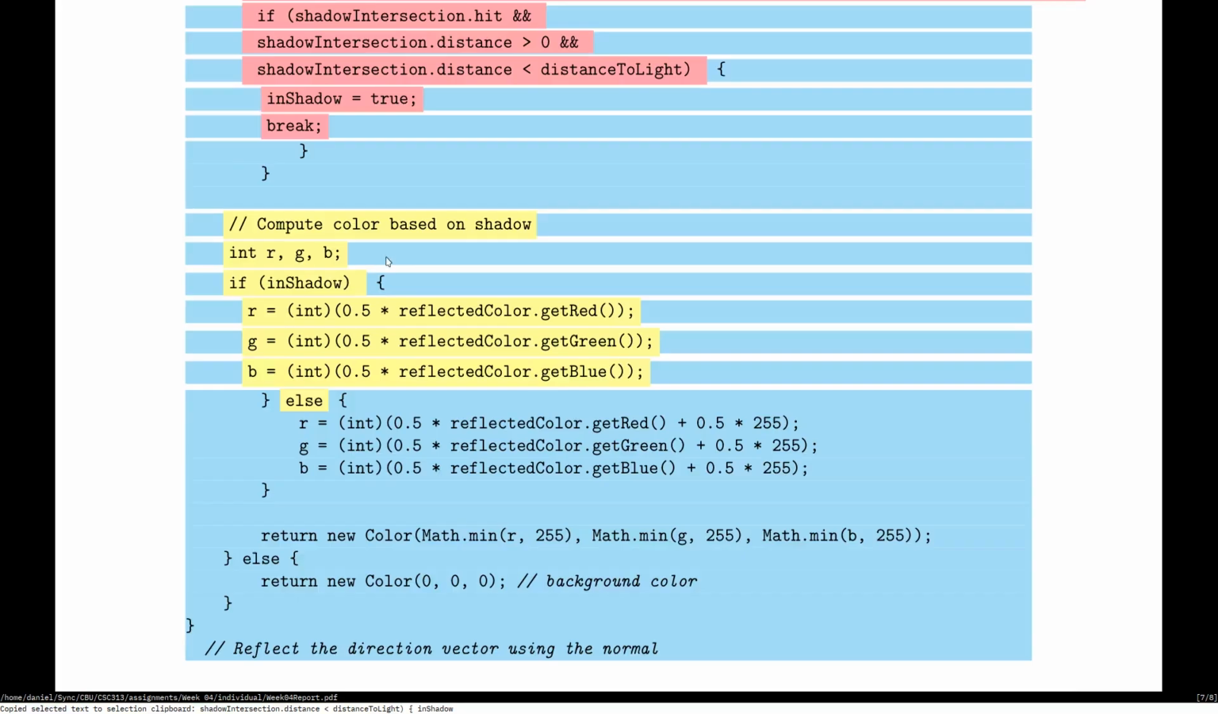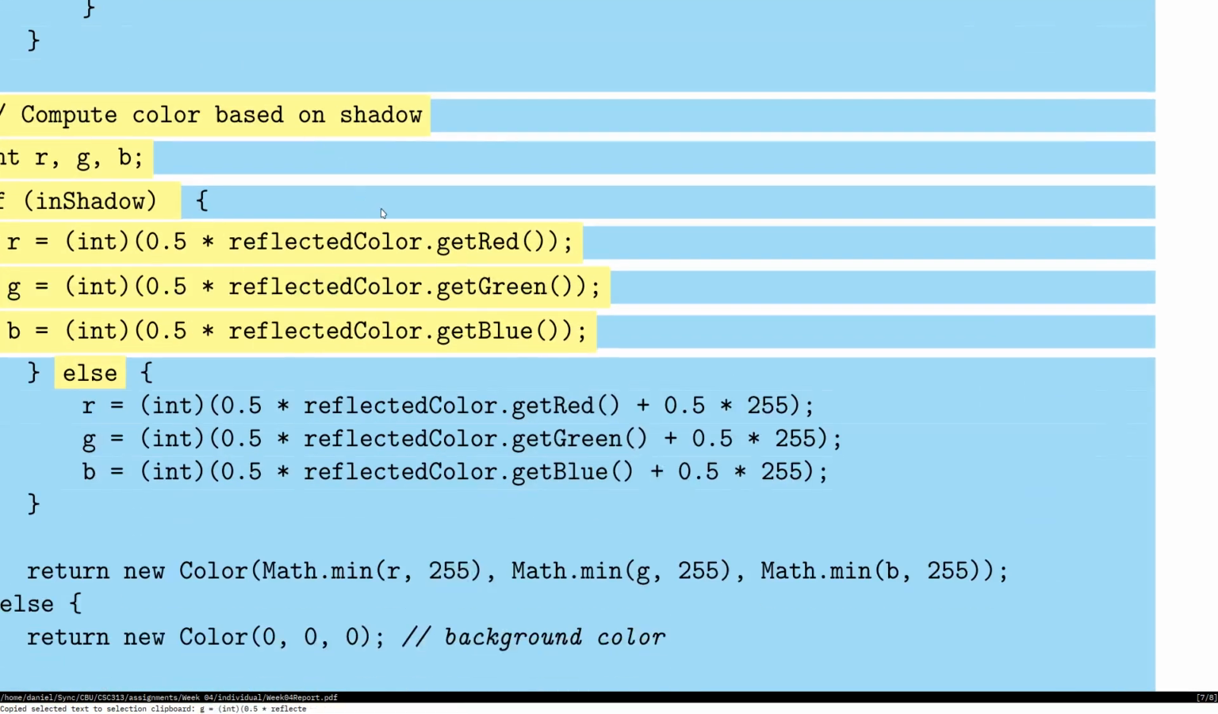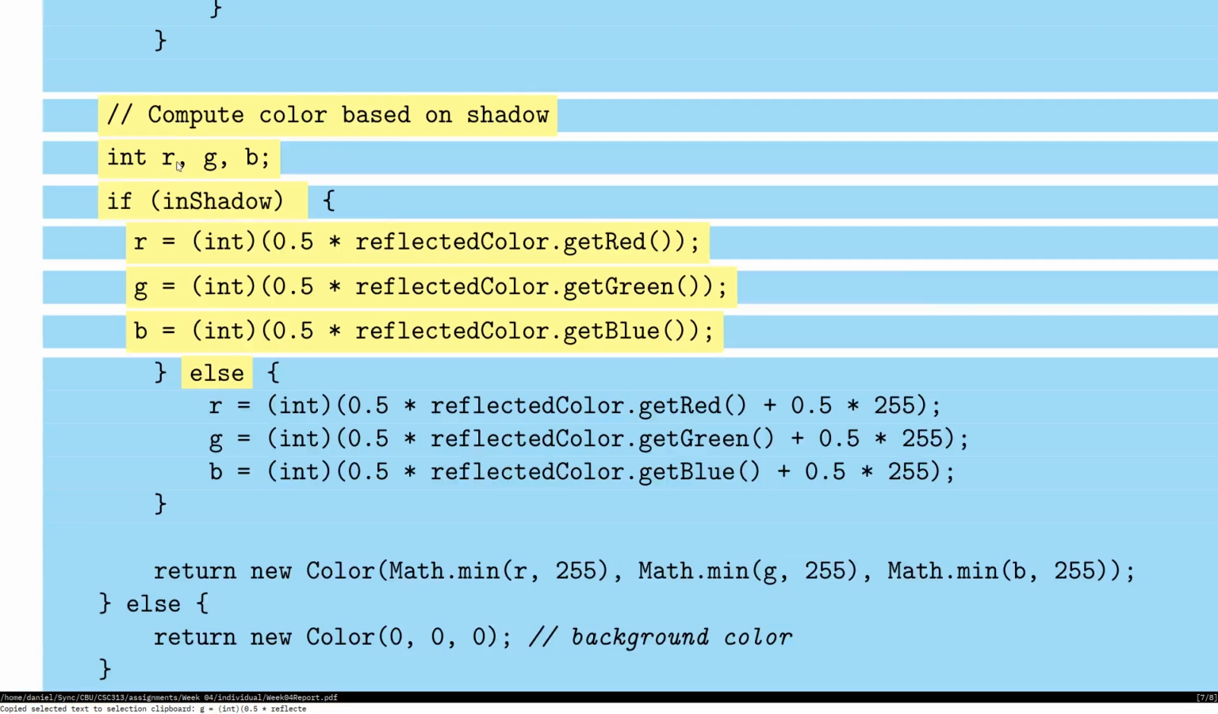Today I'll be talking about computing the color based on the shadow. As you can see, our color space is in RGB. It checks to see if the area is in shadow, and then it multiplies the RGB values by a half. The reason we multiply by 0.5 instead of dividing by 2 is because multiplication is faster than division on computers.